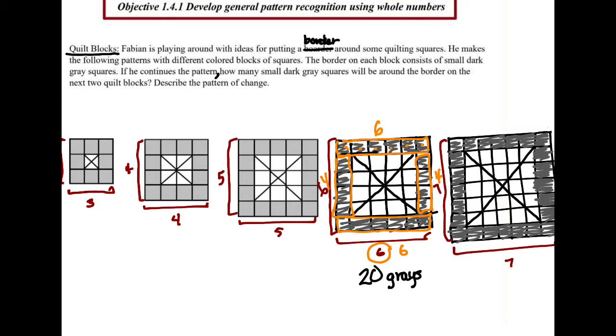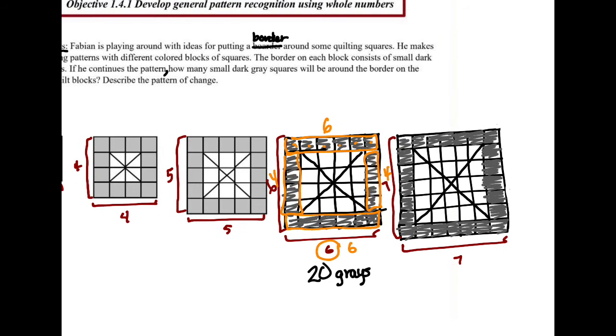I'm going to just say grays instead of gray squares. Okay, so let's use the same type of shortcut to do this next one. So this would be 7 because that's the width, right? So 7 and 7. And if I take one off the top and one off the bottom, this part over here will be 5. And this part will also be 5.